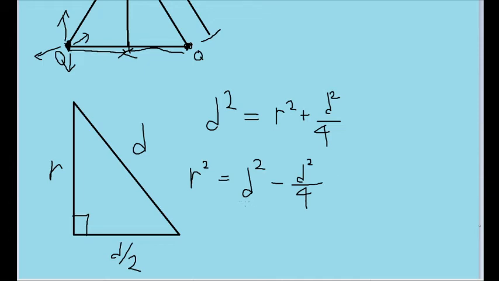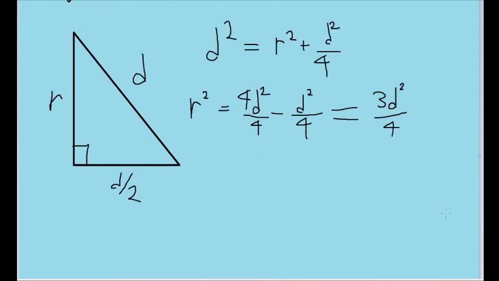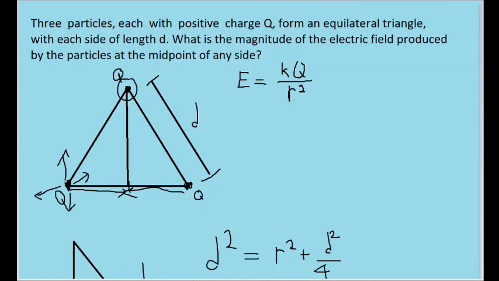We can simplify this a bit by multiplying the numerator and the denominator of d squared by 4 so that the fractions line up, like so. And now we can subtract this more easily to find 3d squared over 4. We can now solve for r by taking the square root of both sides of the equation. So r equals d times the square root of 3 over 2. Now let's plug this into r for our electric field formula up here.